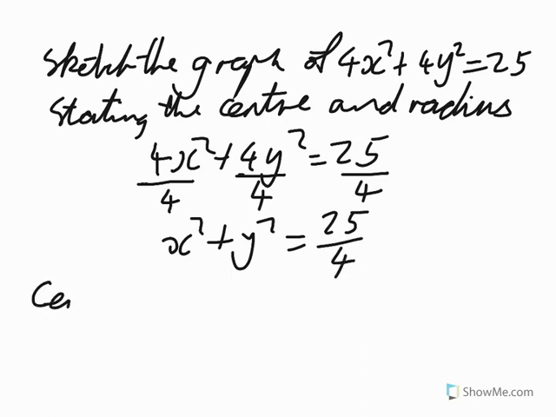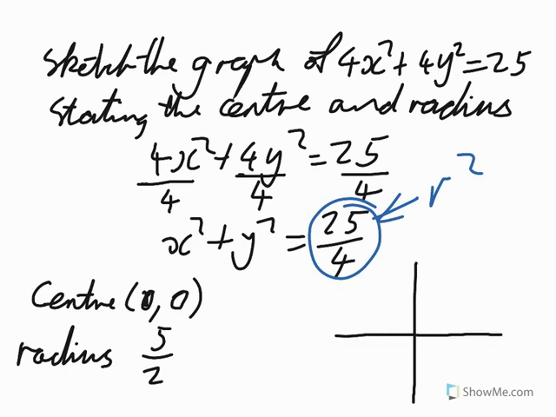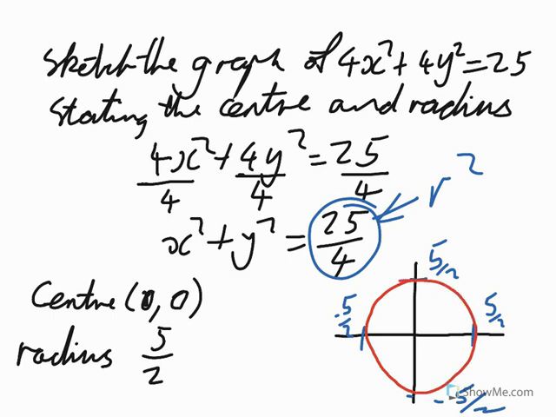Alright, so our centre then is 0, 0, and remembering that's our radius squared, our radius then is 5 over 2. Alright, so if we now go to draw these, the centre is at 0, 0, radius is 5 over 2, and so we get the circle like so.